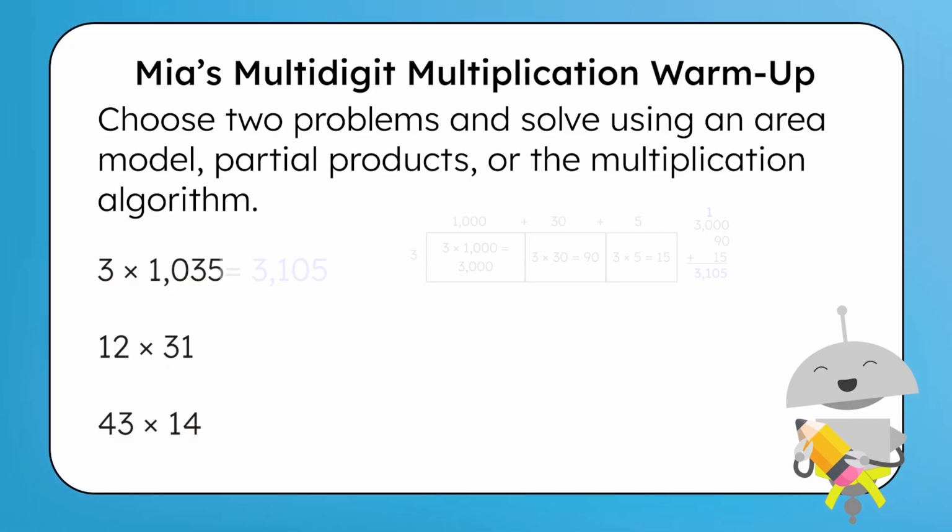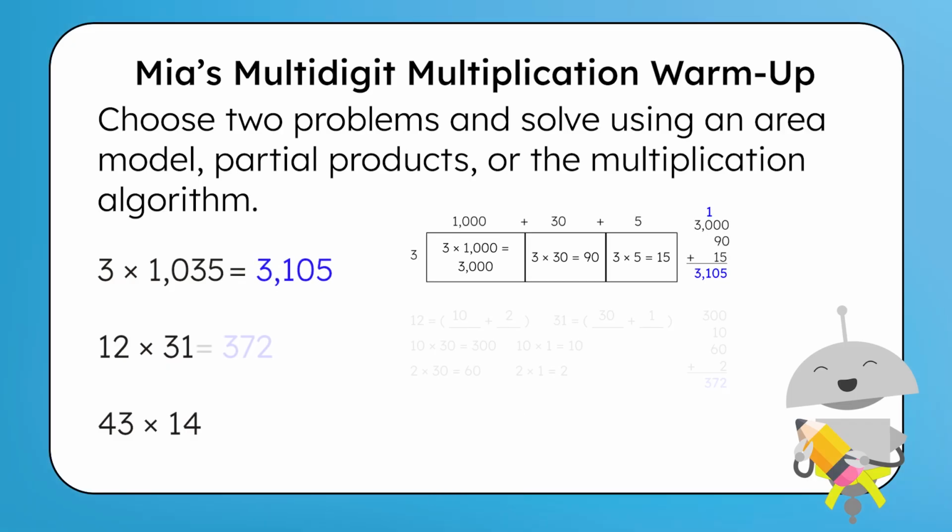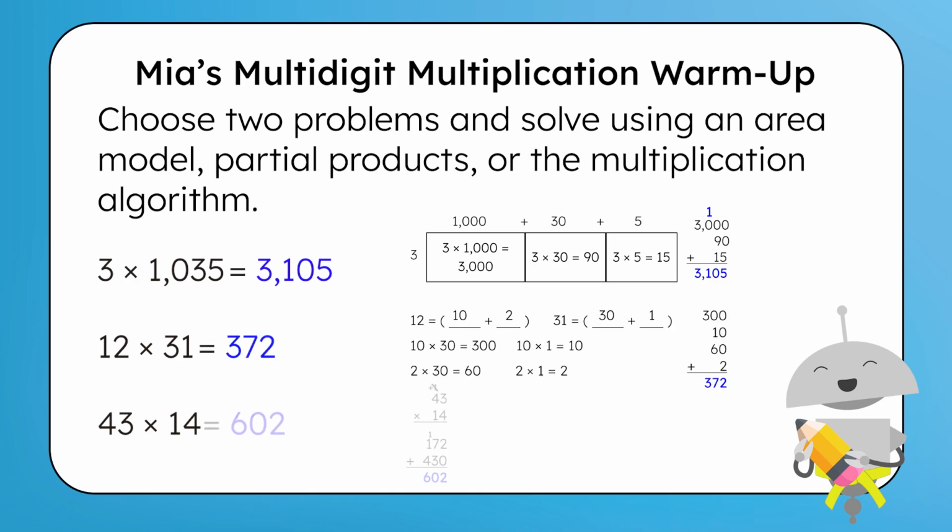Whether you used the area model, partial products, or the multiplication algorithm, the product is the same. Check your answers with Mia's. If they're different, that's okay. Pause and check your steps. Maybe you missed a step with partial products or forgot to regroup using the algorithm.